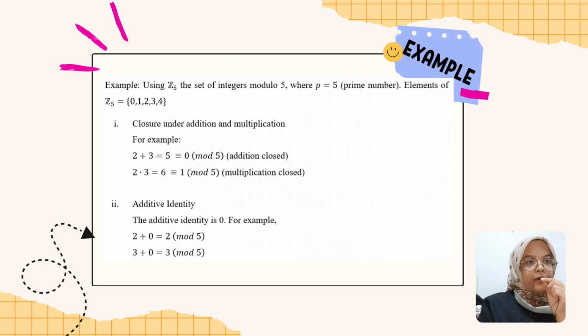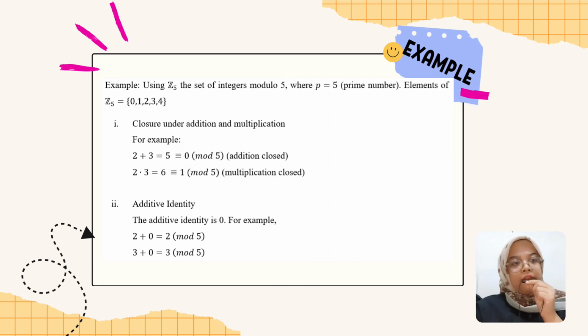Example for question 2. Using Z5, the set of integers modulo 5, where P equal to 5 is a prime number, the elements of Z5 are 0, 1, 2, 3, 4. Number 1, closure under addition and multiplication. For example, 2 plus 3 equal to 5, equal to 0 mod 5. In addition, it is closed. For multiplication, it is closed: 2 dot 3 equal to 6, equal to 1 mod 5.